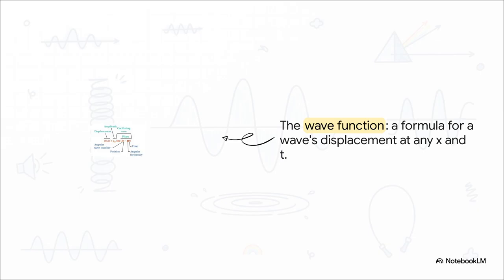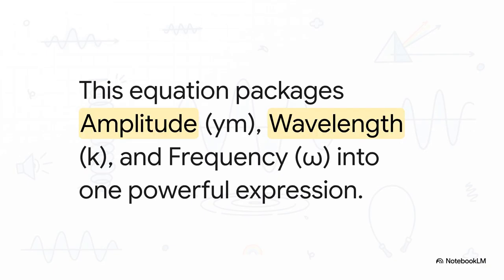But honestly, just think of it like a recipe. It's one powerful formula that tells you everything. It can tell you the exact height of the wave at any position along its path at any moment in time. Let's just break it down real quick. See that y_m out front? That's just the amplitude we already talked about, the wave's height. Then inside, that k is basically just a shorthand for wavelength. And the omega is just a shorthand for frequency. The main thing to get is that this one secret code packages everything we've just learned into one neat little expression.